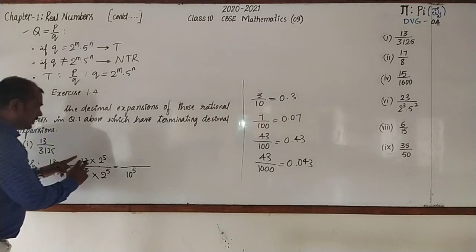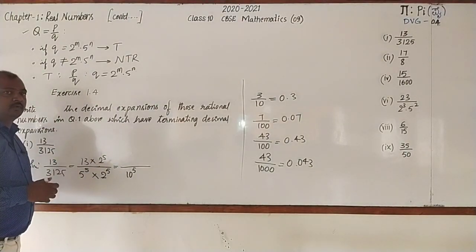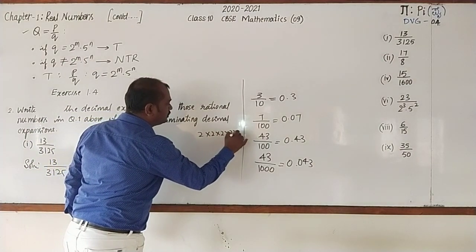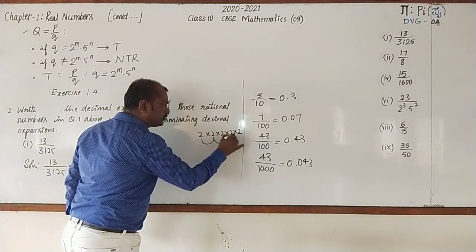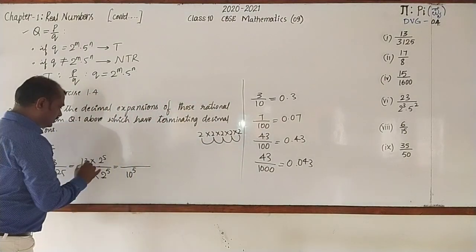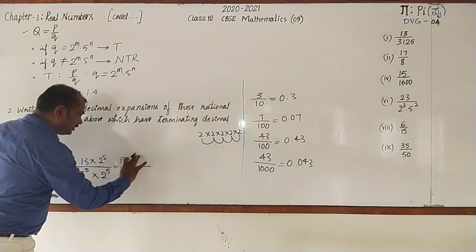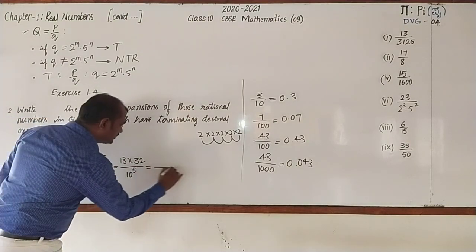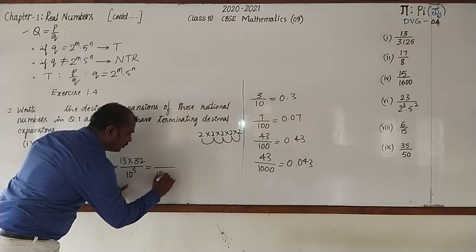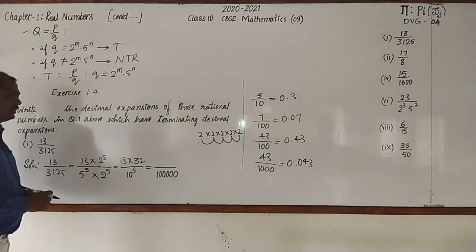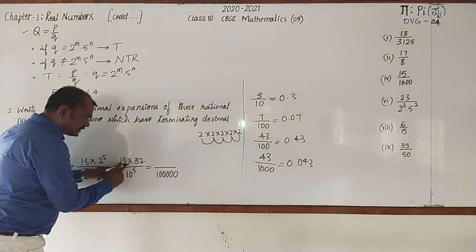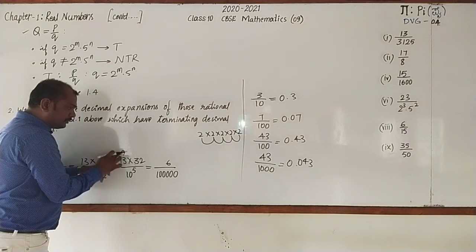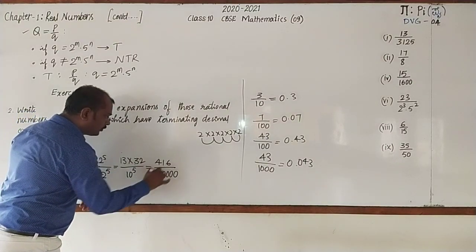Clear? Next, what is 2 raised to the power 5? Multiply 2 five times: 2 into 2 into 2 into 2 into 2. 2 twos are 4, 4 twos are 8, 8 twos are 16, 16 twos are 32. So 13 into 32 over 10 raised to the power 5, which can be written as 1 followed by 5 zeros. Now multiply this. 32 threes are 96, 9 is the carry. 32 ones are 32 plus 9, 41. So 416.